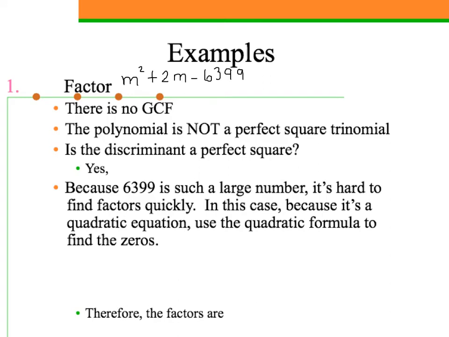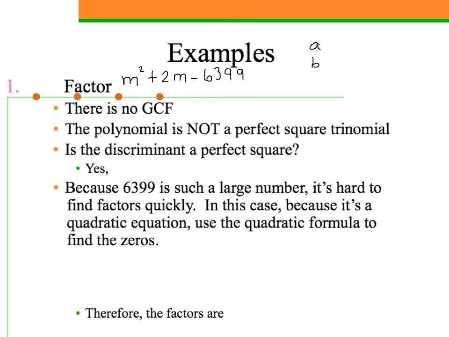So we're asked to factor the polynomial m squared plus 2m minus 6,399, which is a very large number. You'll notice there is no greatest common factor that can be divided out first, nor is this a perfect square trinomial because 6,399 is not a perfect square. So the question is, is it even factorable? So we've learned to determine that, we find the value of the discriminant.